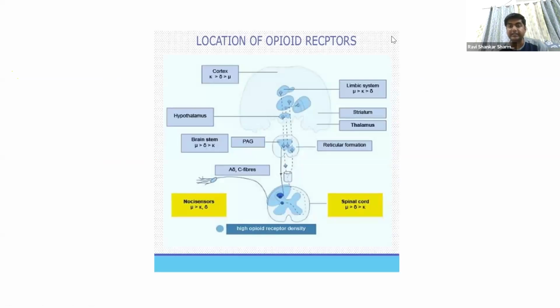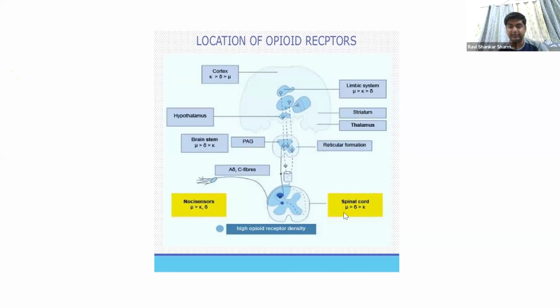So what are the different sites where opioids act particularly? One is directly at the site of injury, where the nociceptors are located, and there the mu receptors are primarily present. Then the pain fibers transmit to the dorsal horn of the spinal cord, where again mu receptors are prominent. The mu receptors are especially responsible for pain inhibition.